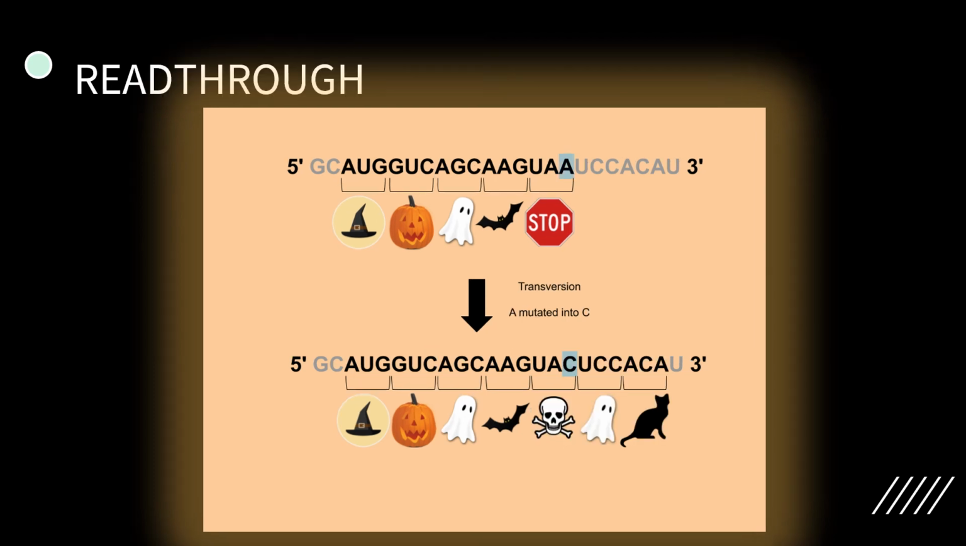Readthrough is when a stop codon is now changed into an amino acid. So this A is changed to C, and that codes for a skull. This means we can keep going and the protein chain is going to get longer. So now we have a skull, a ghost, and a cat added on to our chain.